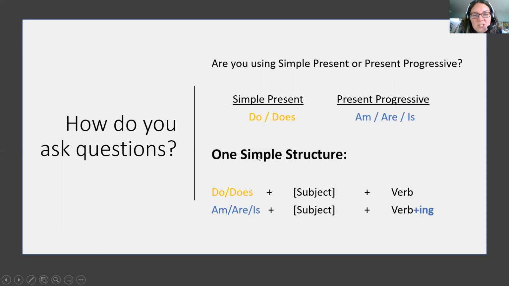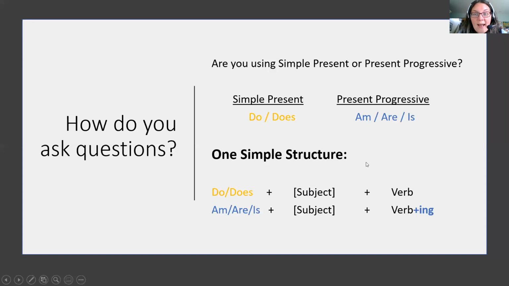No matter which tense you're using, simple present or present progressive, there's one simple structure for you to know and just a little tiny change if you're using the progressive. Take a look. If you are using the simple present, you need do or does first. Then you need your subject. And then you add on your verb. And those are the first three words of your question.